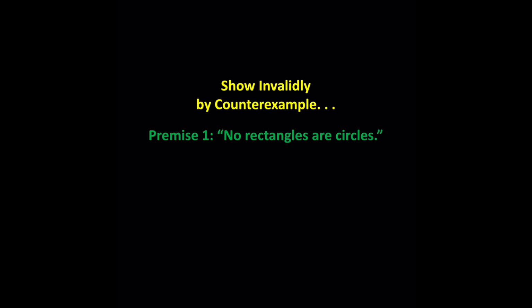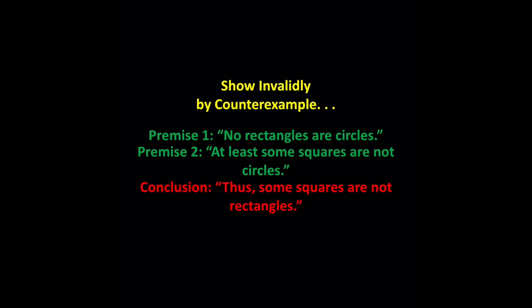Consider premise 1, no rectangles are circles. That's true. Premise 2, at least some squares are not circles. That's also true. Conclusion, thus some squares are not rectangles. That's false. In fact, all squares are technically rectangles. Moreover, this argument follows the general structure of no A's are B's, some C's are not B's, thus some C's are not A's. Here we have uncontroversially true premises, but a false conclusion. Therefore, the argument must in fact be invalid.